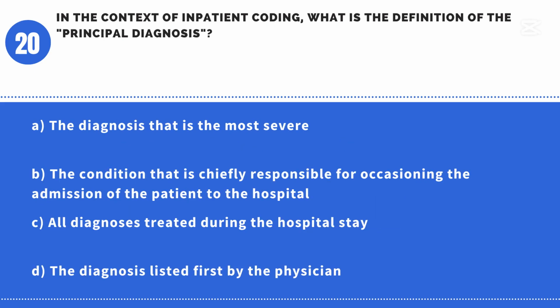Question 20. In the context of inpatient coding, what is the definition of the principal diagnosis? A. The diagnosis that is the most severe. B. The condition that is chiefly responsible for occasioning the admission of the patient to the hospital. C. All diagnoses treated during the hospital stay. D. The diagnosis listed first by the physician.